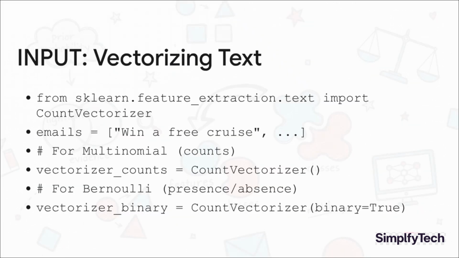So a machine can't actually read words. We have to translate them into its language, numbers. And that process is called vectorization. We're using CountVectorizer to build a master list of every unique word it finds. We call that our vocabulary. Then, for the Multinomial model, we count how many times each of those vocabulary words appears in every email.